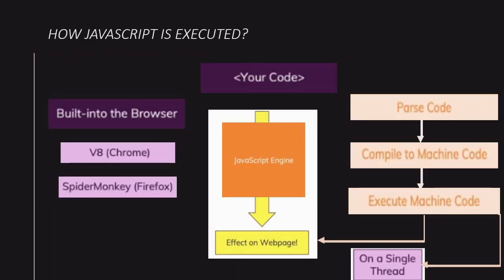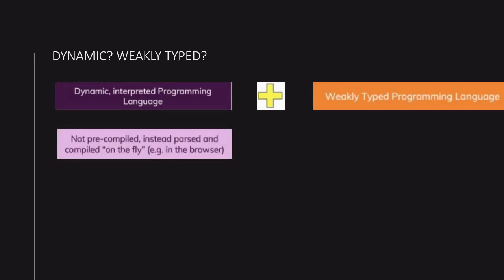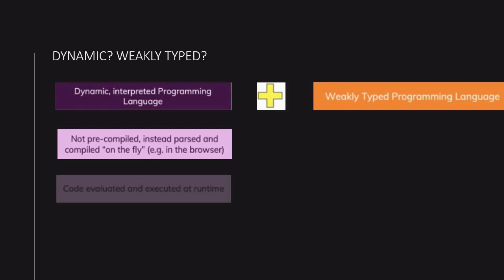JavaScript is weakly typed and dynamic. We will see why it is weakly typed and dynamic. Dynamic means it is not precompiled. We have everything at runtime. Code is executed at runtime. It is also changed at runtime.